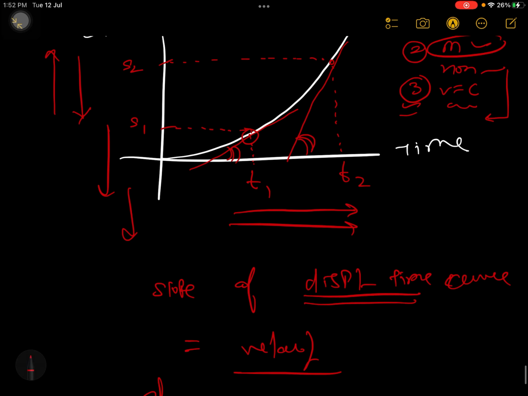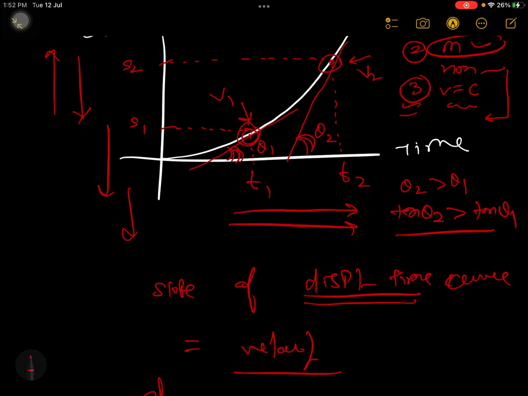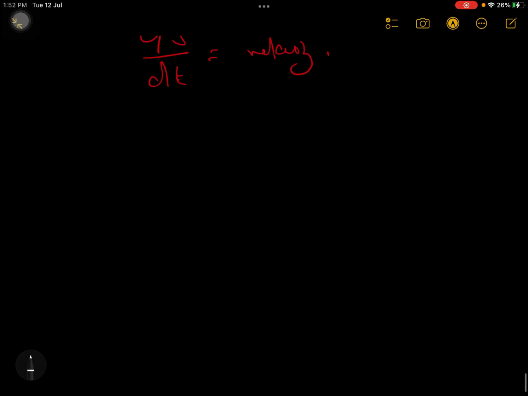You can clearly see that this slope is also representing velocity, suppose v1. This slope is also representing velocity, suppose v2. So the point is they are different, correct? Because you can see theta is changing. Suppose here theta is theta 1, here theta is theta 2. Because theta 2 is more than theta 1, when you calculate the slope, tan theta 2 will be more than tan theta 1. So from here we got that your velocity will increase.